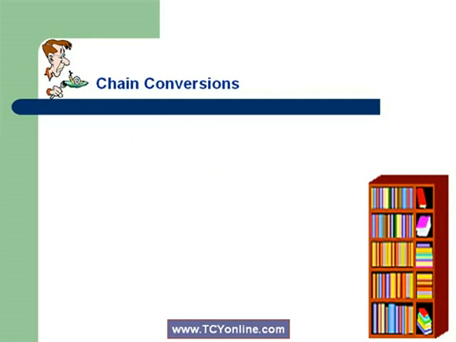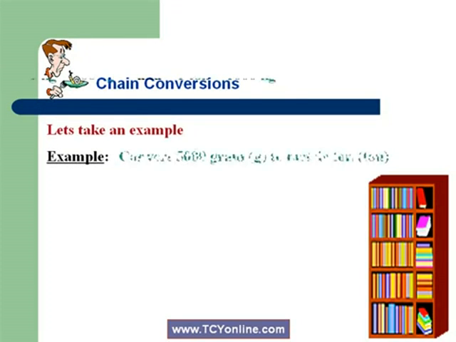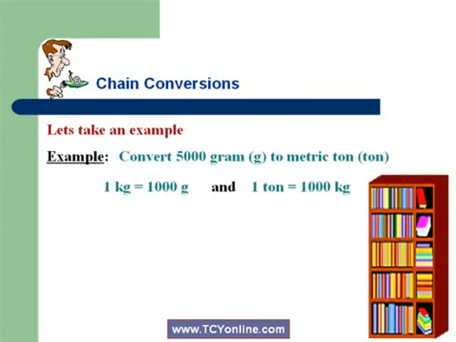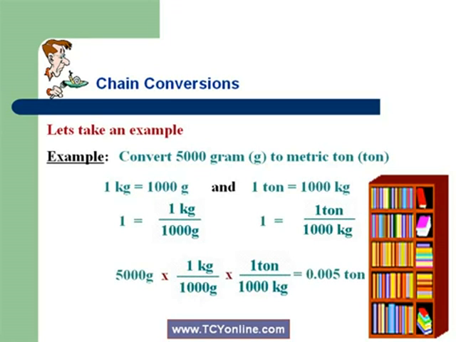Now let's learn about chain conversions. For this, let's take an example. We need to convert 5000 grams to metric ton. And we are aware that 1 kilogram is equal to 1000 grams, while 1 ton is equal to 1000 kilograms. For this, first of all, construct a fraction equal to 1 by writing the equation with the desired unit on top and the given unit on bottom.